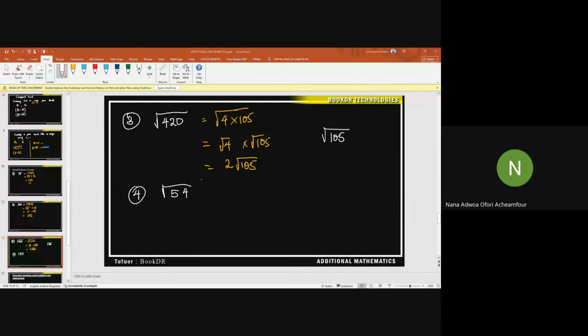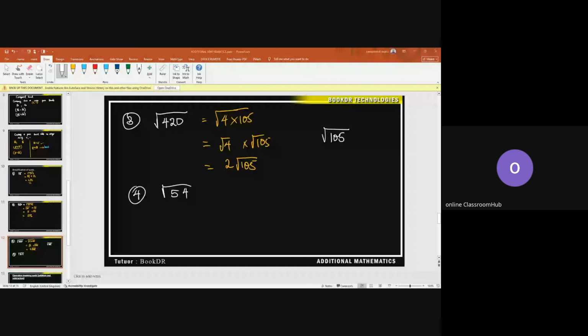I was asking, in case you get one which you can simplify, should we simplify it or leave it like that? You have to simplify. So in case you get, for example, 110 or 125, you have to simplify further, because it is not yet simplified. Okay, sir. So let's look at the fourth question.